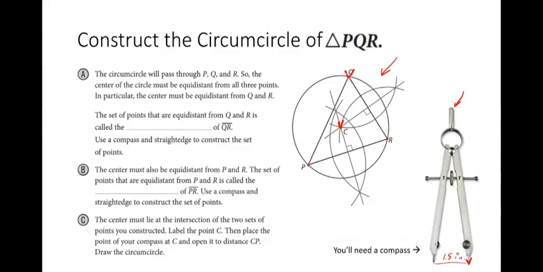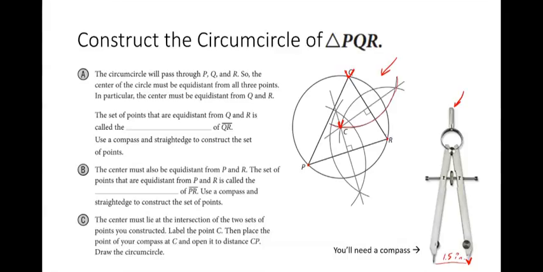So by now you should have your circle and your circumscribed triangle, and I want you to put your pointy end on point Q. Then you're going to use the same radius, the 1.5 inches, and draw this arc. Once you draw this arc, you should see something like that.